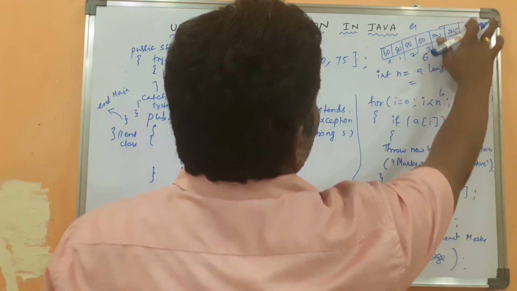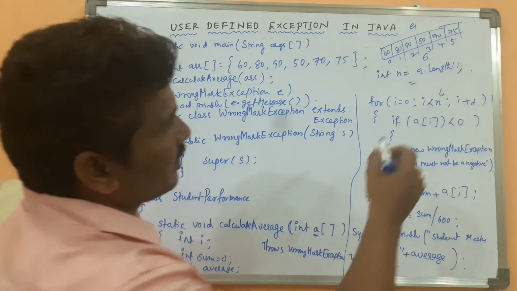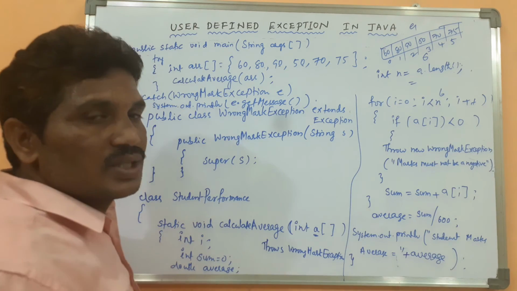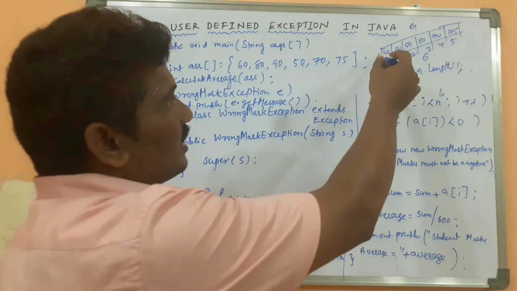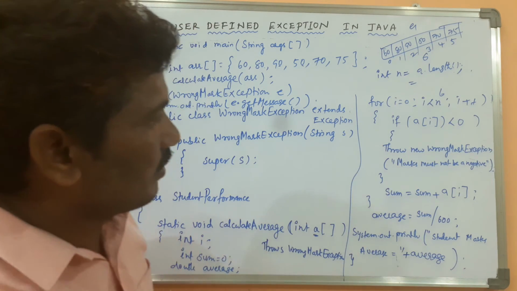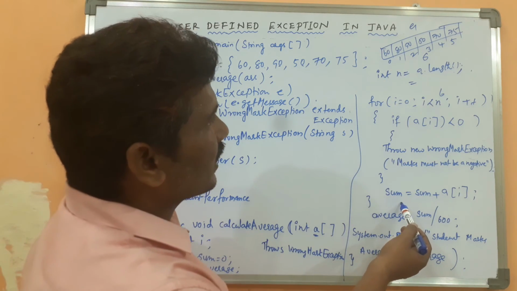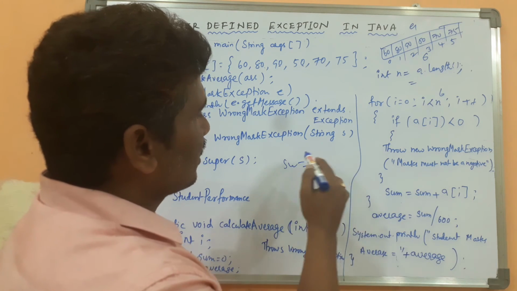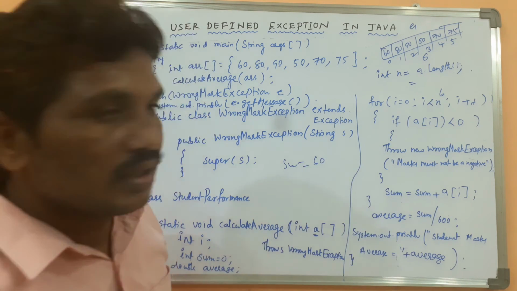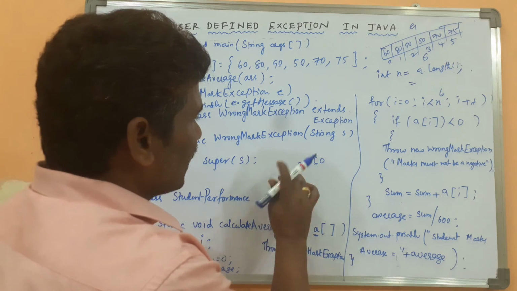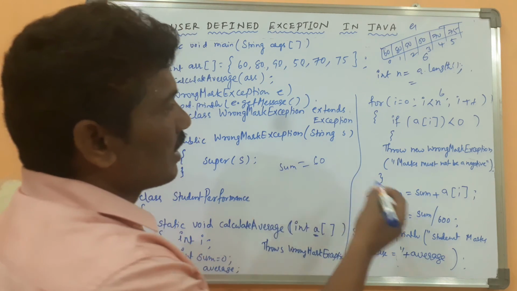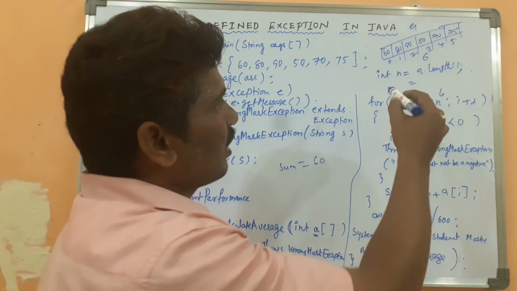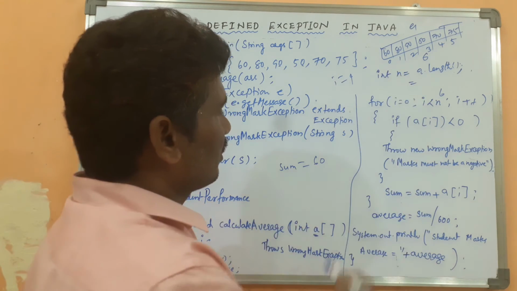Yeah, 0 to 5. The first value check is whether a of 0 is greater than 0 or not. 60 is greater than 0, there is no problem. Then it comes directly to here. The sum equals what value? 0 plus 60. The sum value becomes 60. Then after that the i value is incremented by 1. Then i value becomes 1.